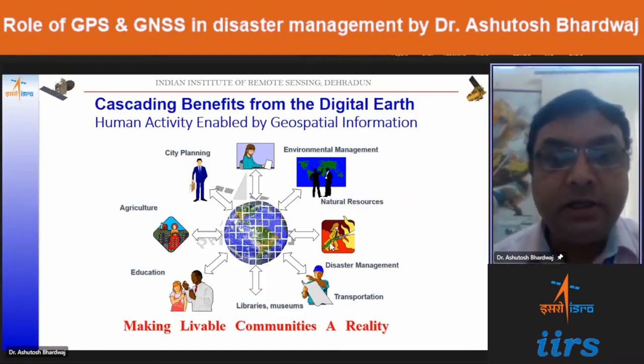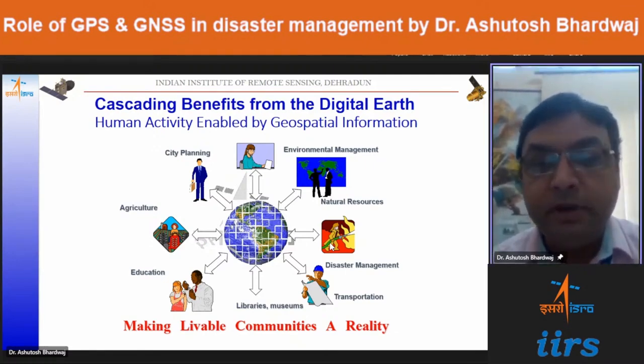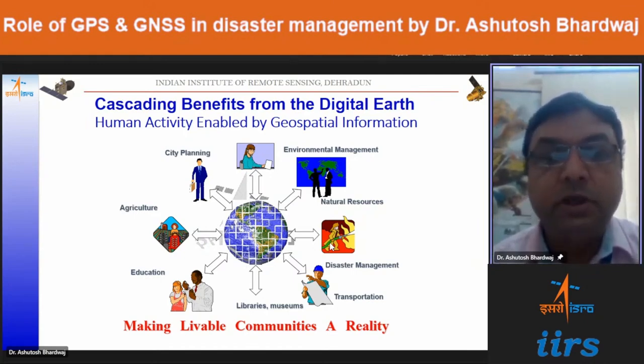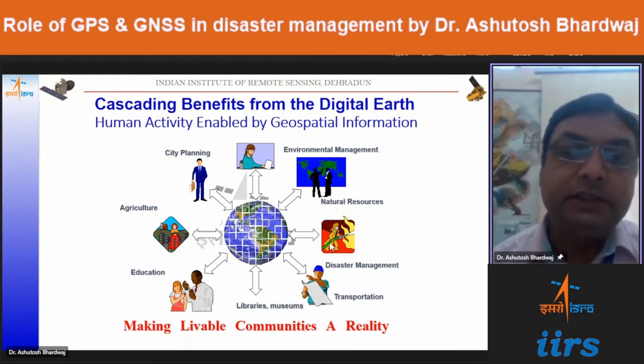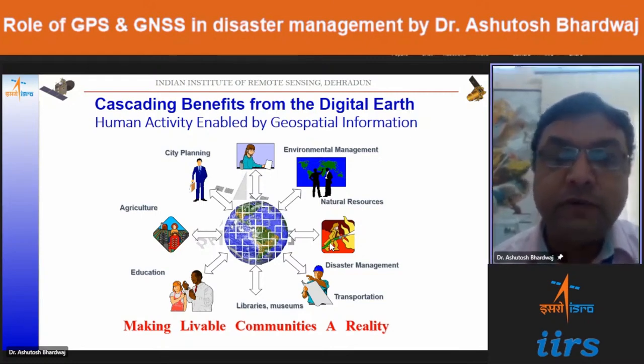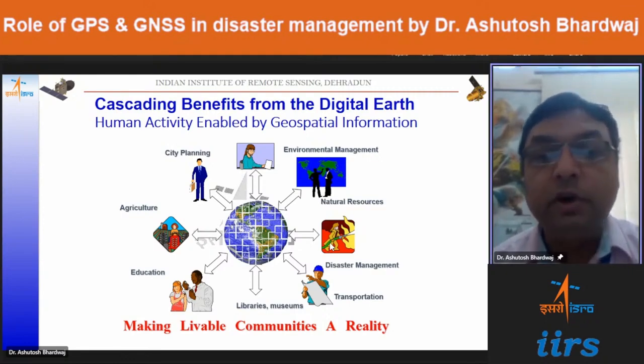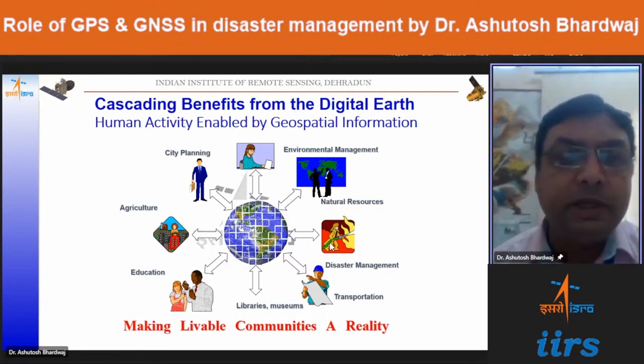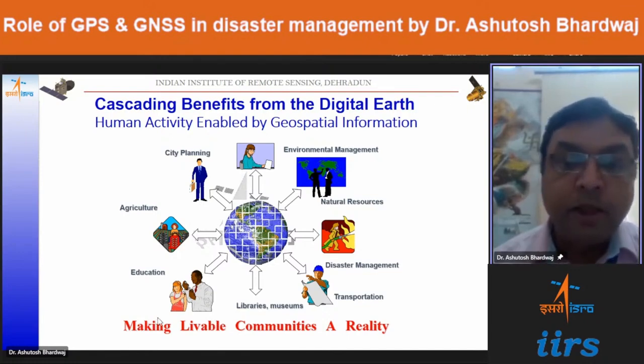So we have seen that geospatial technologies have made our life very simple. We are able to do a lot of activities from our home nowadays, which earlier we had been doing by standing in various queues in the offices, waiting for our turns. But in the online environment, we are able to do many activities, and many of them are geospatial in nature. That means it also requires coordinates.